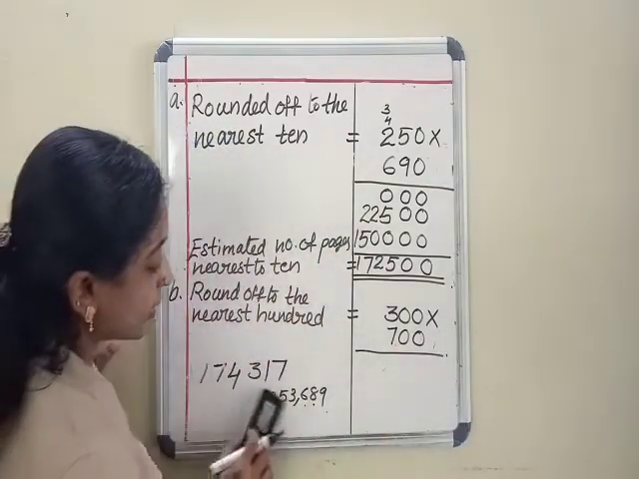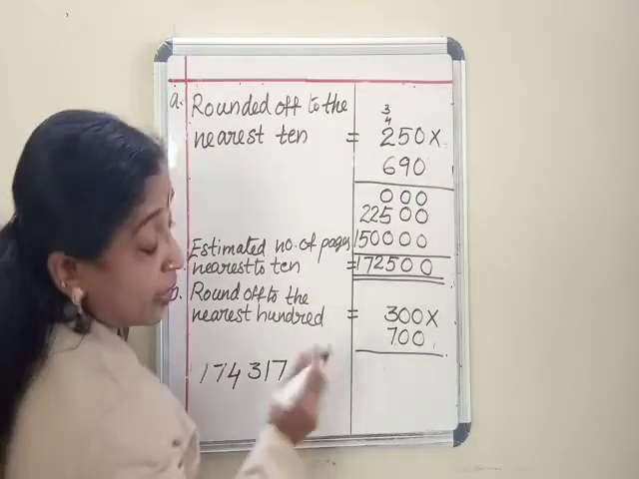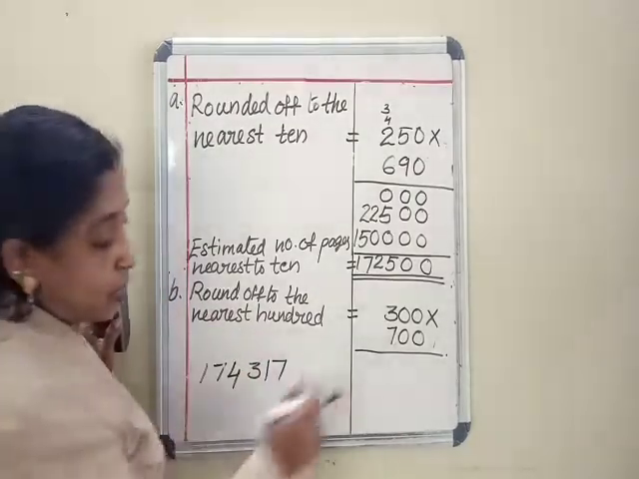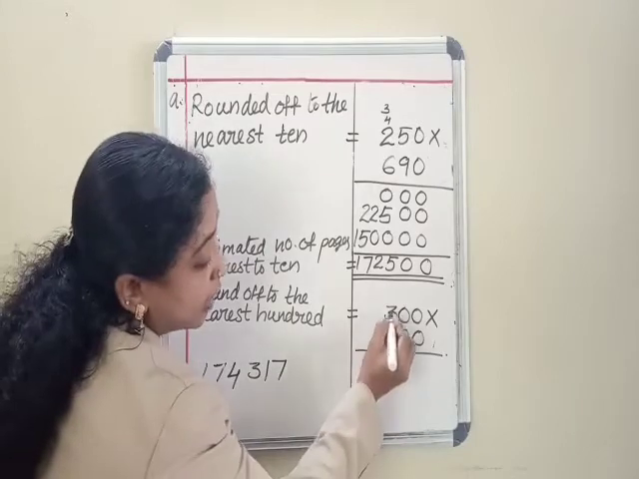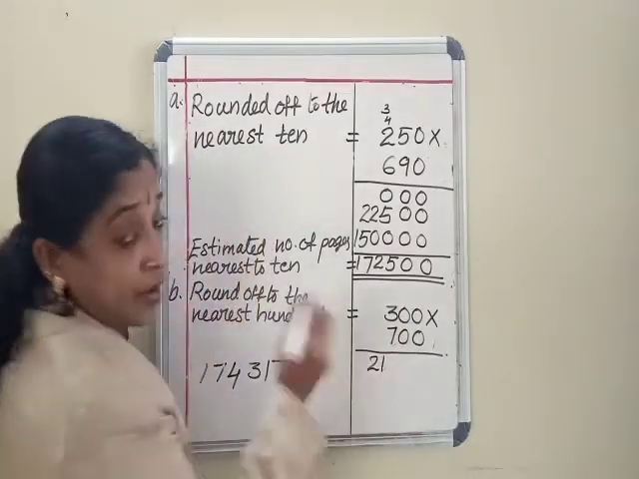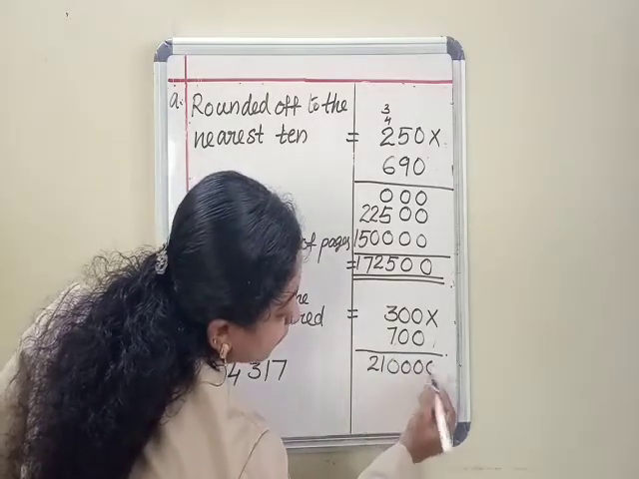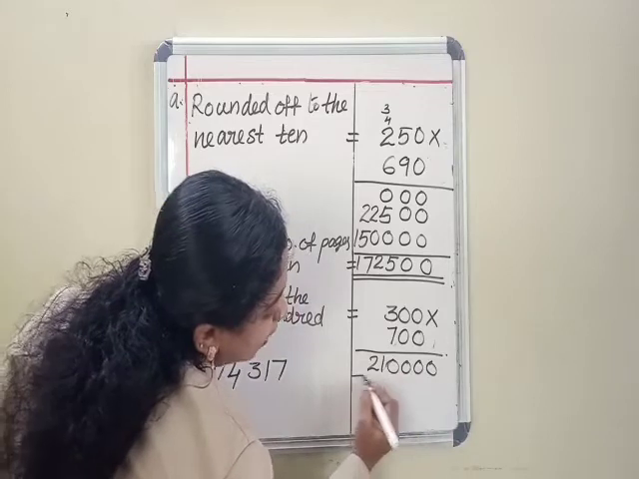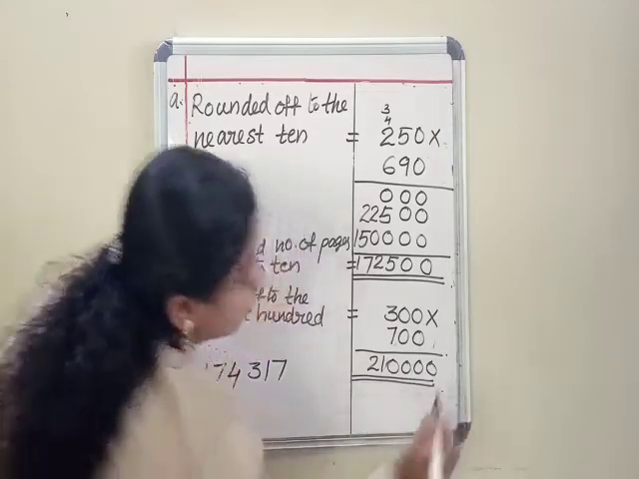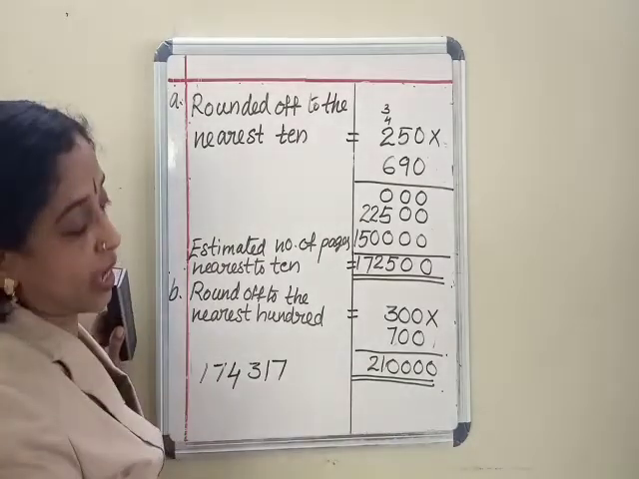Now I am erasing this. 700. Now we can multiply. That easy method we can use. We can multiply only the numbers. Then 3 into 7, 21. How many zeros do we have to add? 4 zeros. Then what is the answer? 2,10,000.